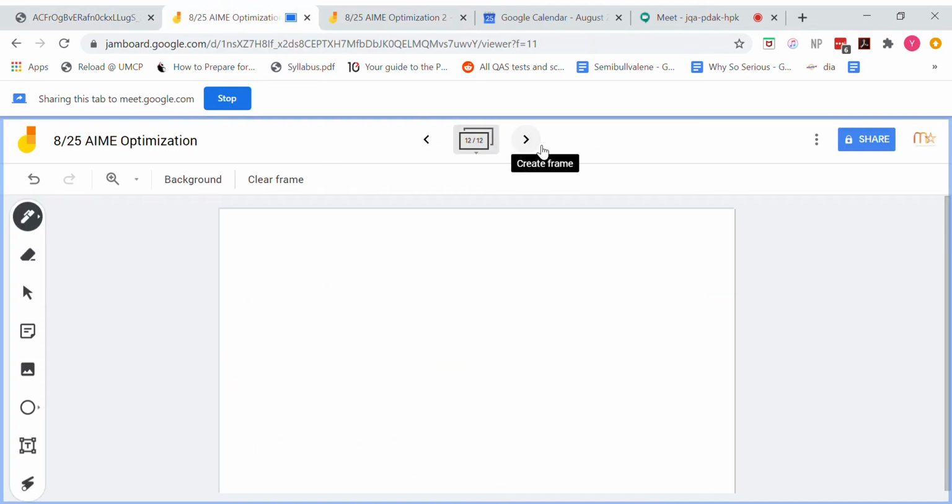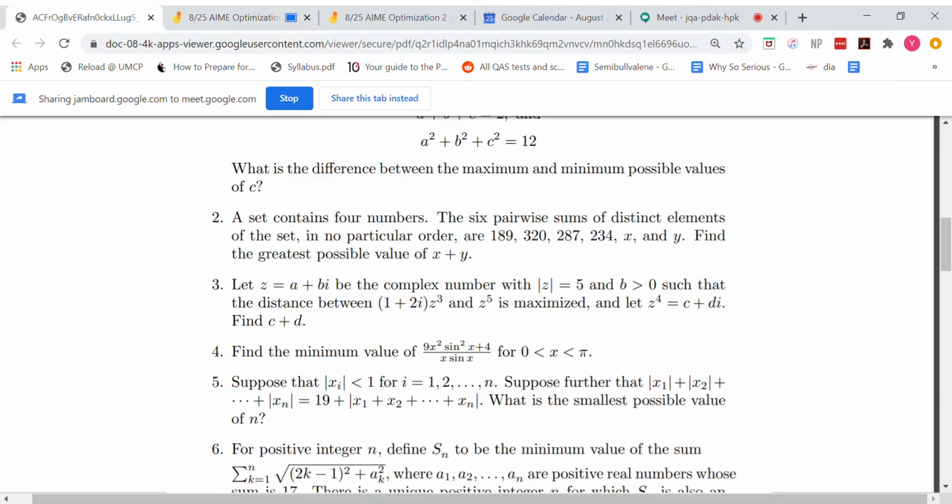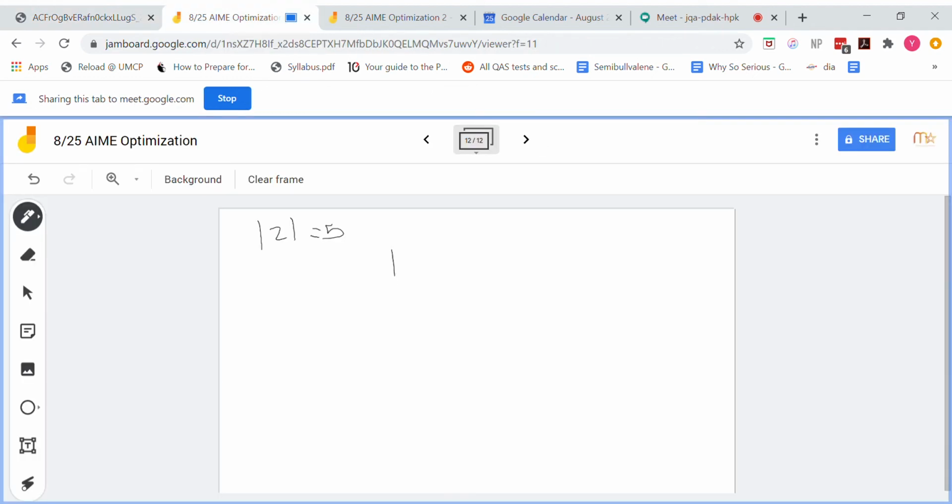So the only constraint we're given is that the magnitude of z equals 5, and what we're trying to maximize is the distance between 1 plus 2i times z cubed and z to the 5th. And that, you guys should know, is equal to the magnitude of their difference, right? So we're trying to maximize this quantity right here.